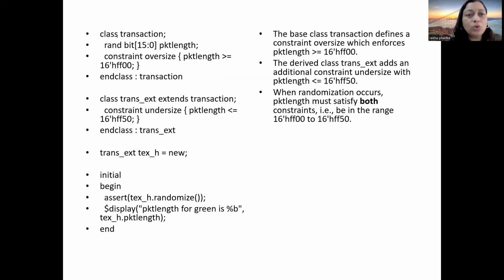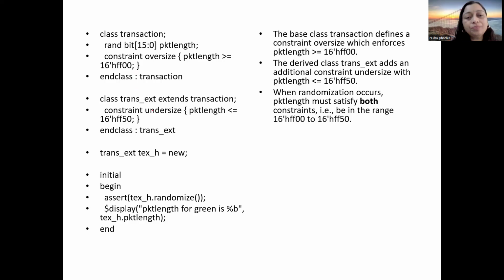Taking an example. So I have class transaction, and I have a variable inside this class, which is packet length, which is 16-bit. And I'm constraining packet length with the constraint oversize. Now, what this constraint oversize does is the randomization value of packet length will always be greater than, sorry, FF00. Anything greater than FF00 will be the randomized value of packet length. Okay. Then what I do, I inherit this transaction class into the child class, which is trans underscore ext.